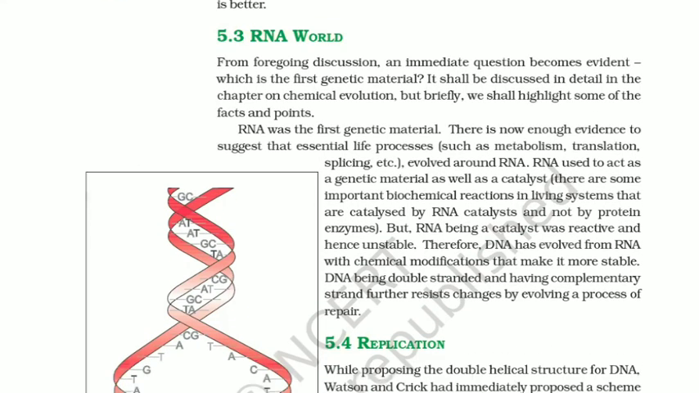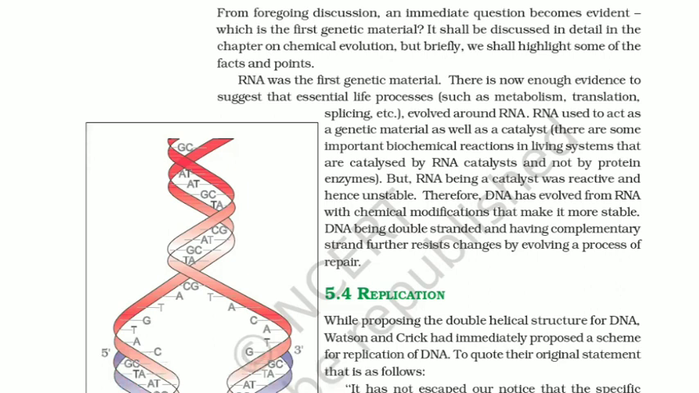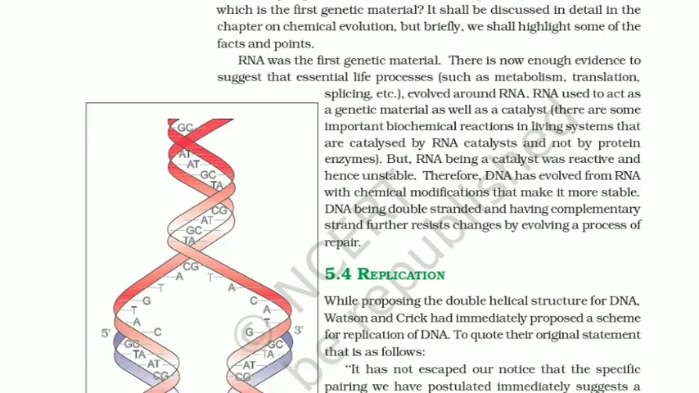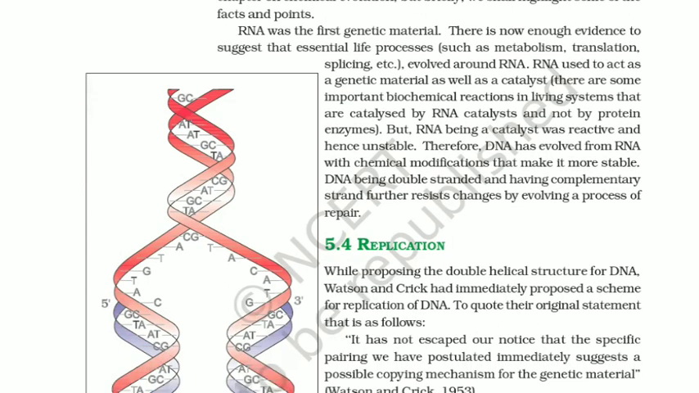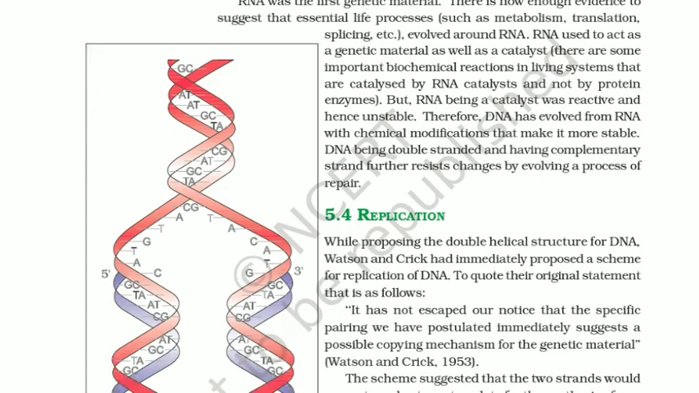5.3 RNA World. From the foregoing discussion, an immediate question becomes evident: which is the first genetic material? It shall be discussed in detail in the chapter on chemical evolution, but briefly we shall highlight some of the facts and points. RNA was the first genetic material. There is now enough evidence to suggest that essential life processes such as metabolism, translation, splicing, etc. evolved around RNA. RNA used to act as a genetic material as well as a catalyst.